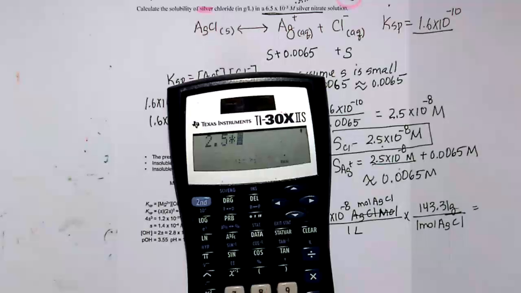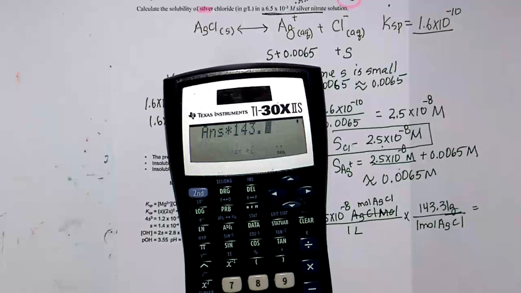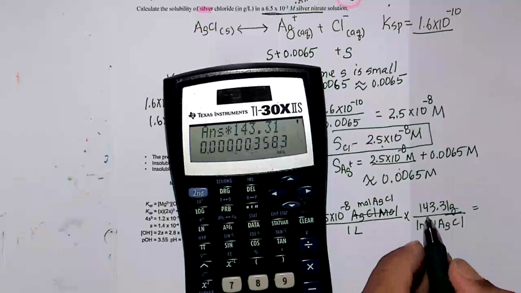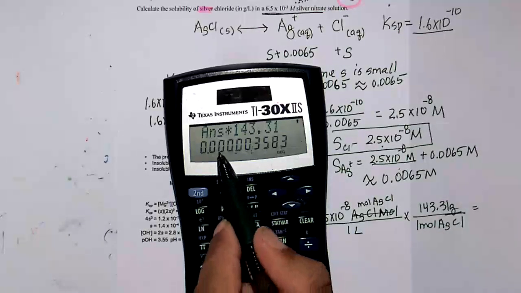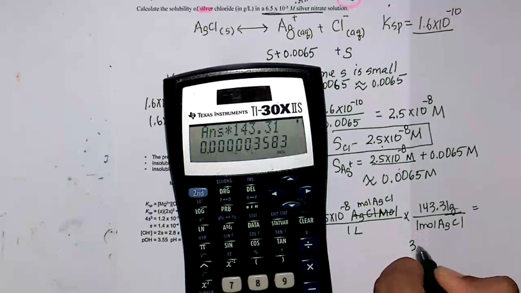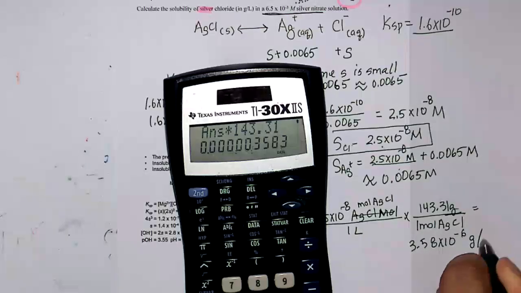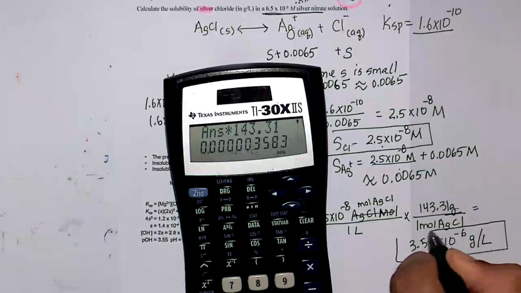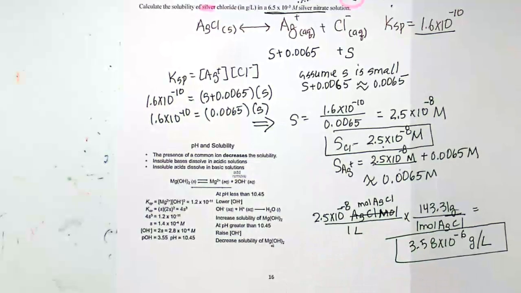So 2.5 times 10 to the minus 8 times 143.31 is about 3.58 times 10 to the minus 6 grams over liter. So you take this and multiply it by the molecular weight to get it in grams over liter.